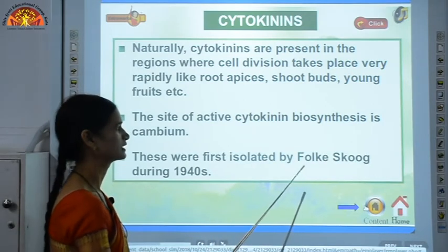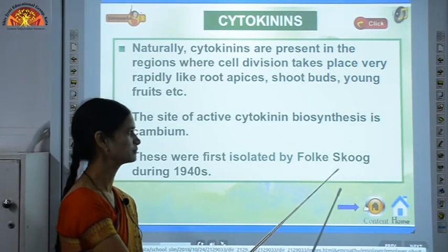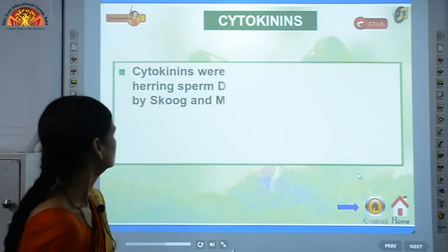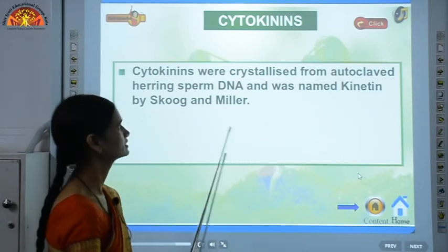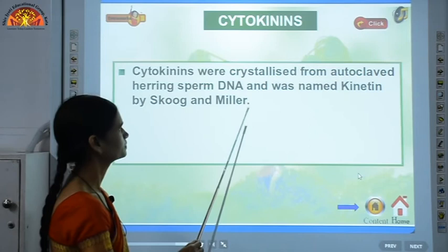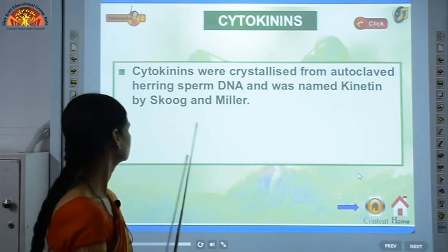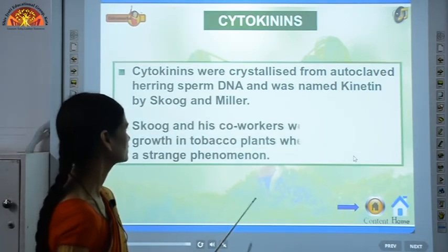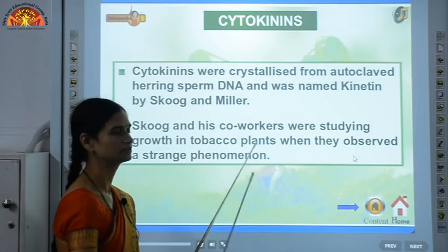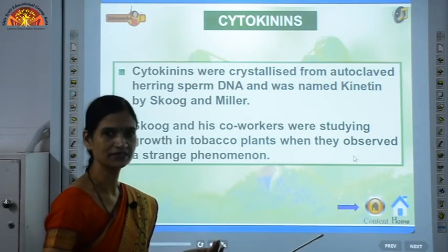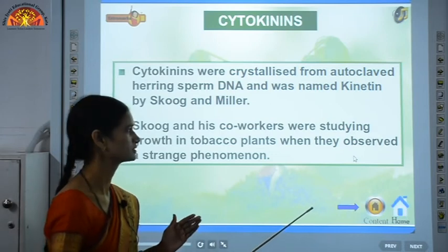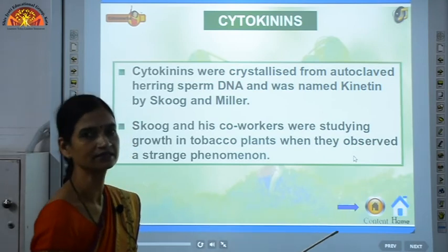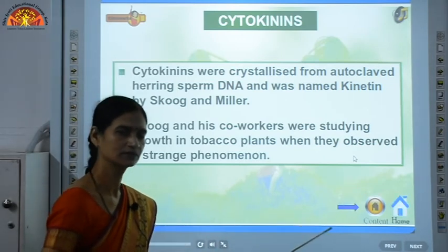These were first isolated by Fox-Skoog. You should remember the name of scientist during 1940s. Cytokinins were first crystallized from autoclaved herring sperm DNA and was named kinetin by Skoog and Miller. Skoog and his co-workers were studying growth in tobacco plants. तो all these discoveries related to these growth hormones जो हैं, ये growth regulators हैं, ये discoveries सब accidental हैं, means the scientists were doing something else and they came to know about these hormones.